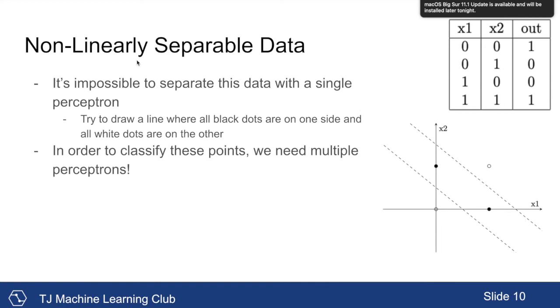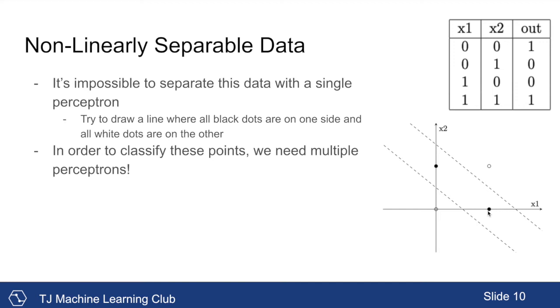Okay, so non-linearly separable data. This is when you can't draw a line that gets all of your points on one side of the line, right? So in this graph, there's no way you can draw a single line that gets all of the white dots on one side and all of the black dots on the other side, right? You need two lines in order to draw the region in which all the black dots reside.